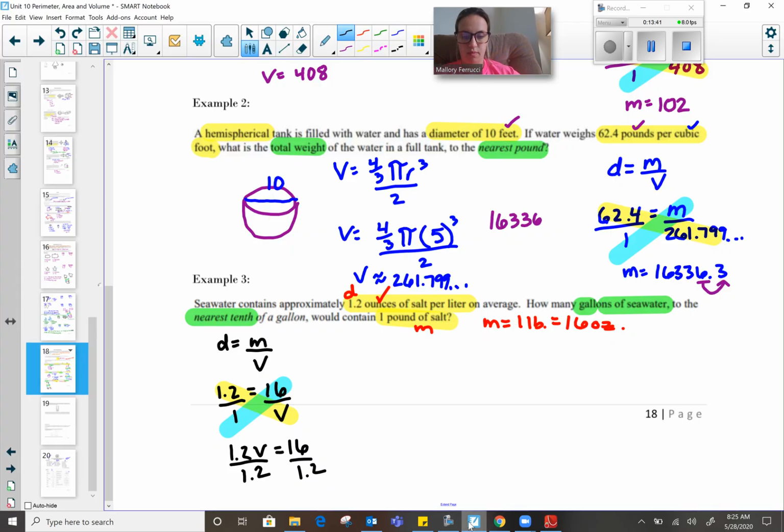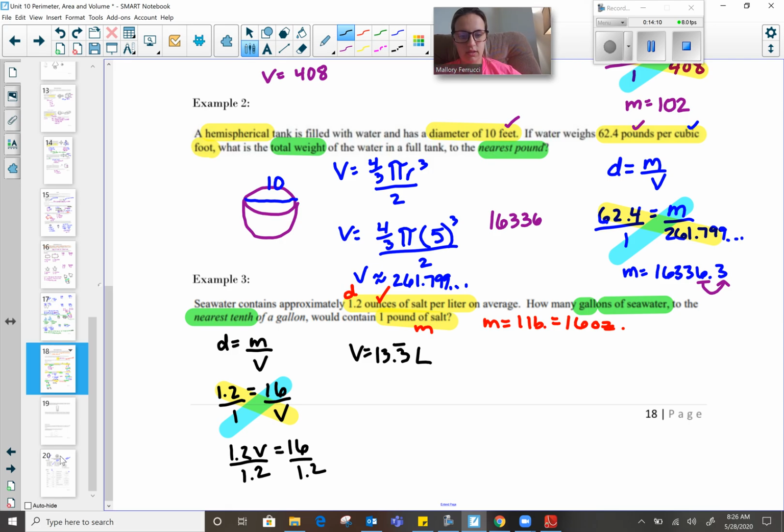That is 13.3 repeating. So the volume is 13.3 repeating, but remember, the volume in this case was in liters, just from our density. It was ounces per liter. So the liters is the volume. The ounces would be the mass because density equals mass over volume. Okay, we want it in gallons.